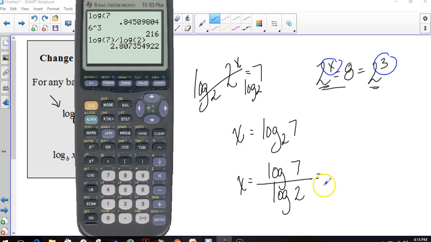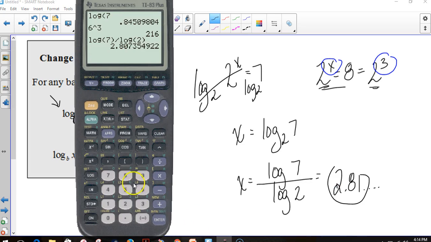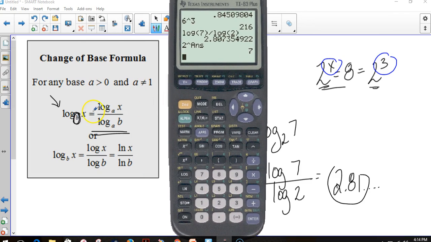But 2.81-ish is what 2 raised to this number would give me a 7. So if I said 2 raised to the answer that I just had here, so I'll say second negative sign, so 2 raised to 2.80734..., you'll get a 7. And so for change of base, it's very forgiving. You can use any base that you want. So why not use a 10? Later on, when you get more comfortable with e and natural logs, you can use an ln.